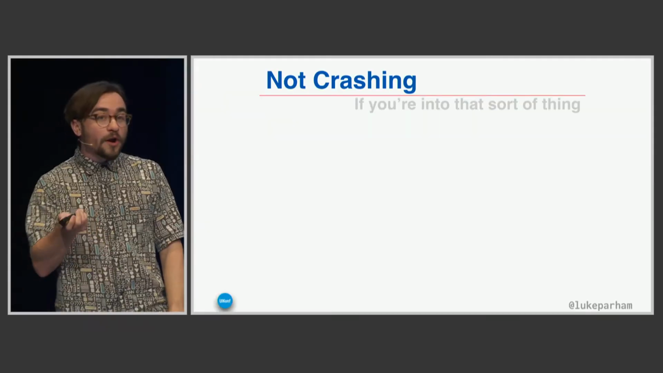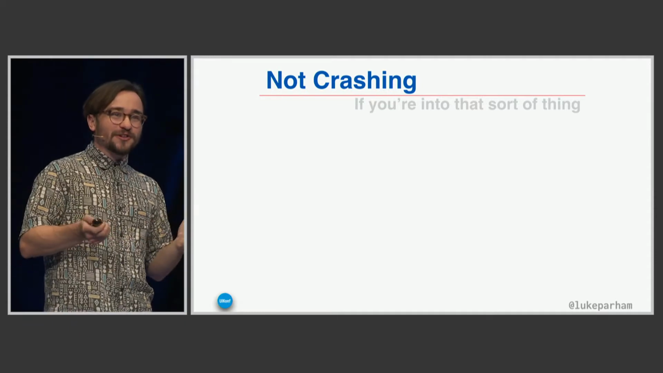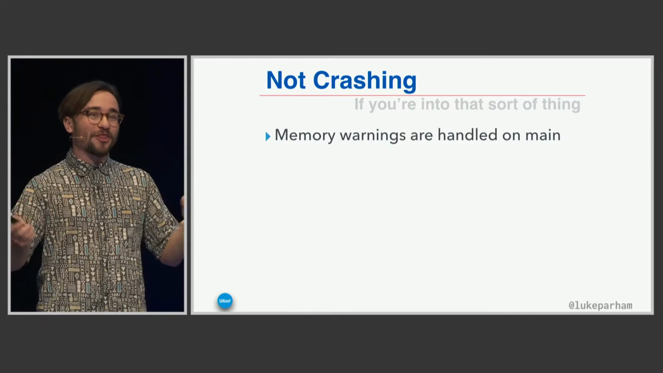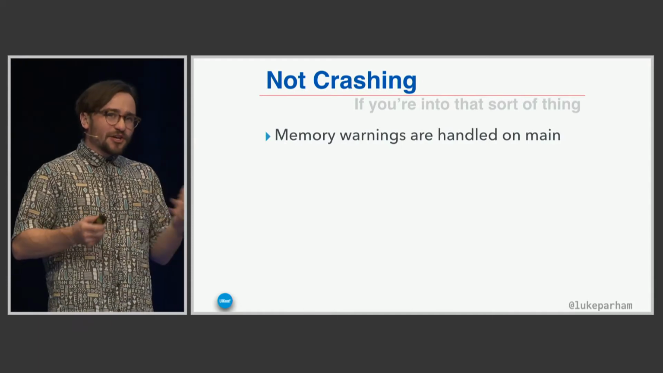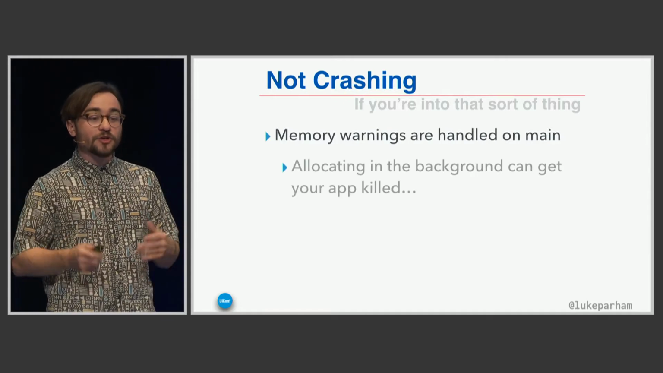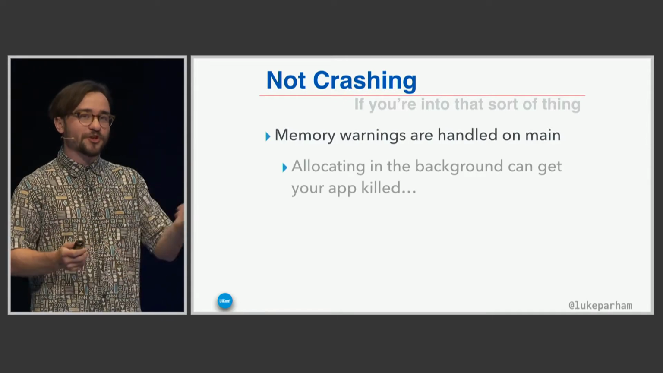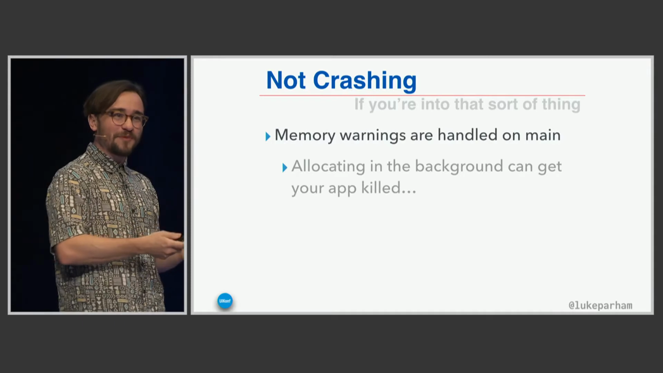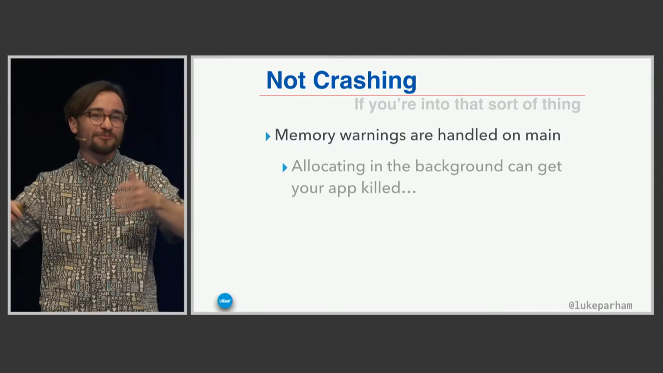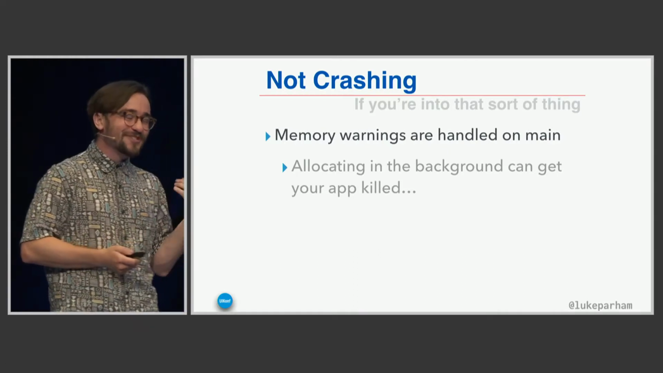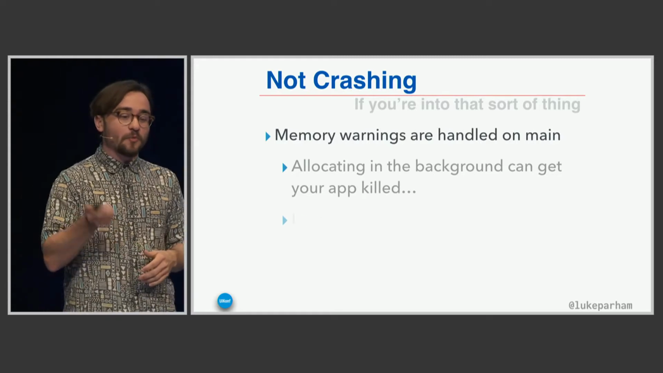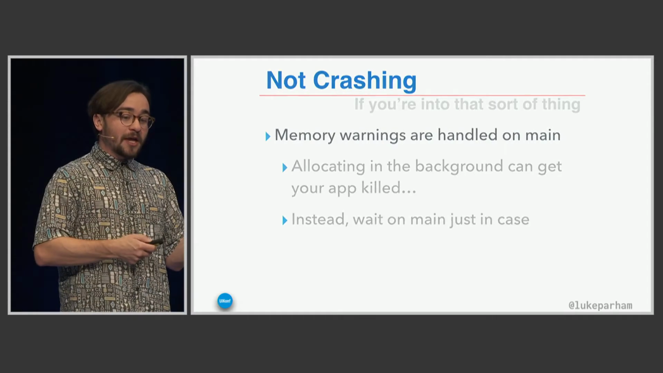So one thing to remember when you're doing this kind of background decoding of images is that memory warnings happen on the main thread. You may not realize this is a big deal, but if you're doing a lot of allocations in the background, you can actually end up missing these memory warnings. So your app gets notified, like, hey, clear memory. And the main thread will clear memory, but then you have all these background threads that are just allocating big images. And the system doesn't like that, so your app can get killed, especially on an iPhone 5 and such. So to avoid this, you can just ping main.